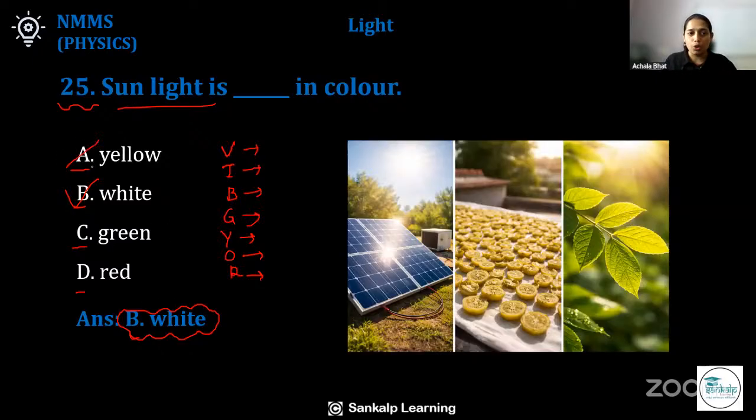Yellow is wrong. Even though sometimes the sky looks light yellow or red or pink, that is not the color of sunlight. It is just scattering of light. The correct option is option B, not red or green or yellow.